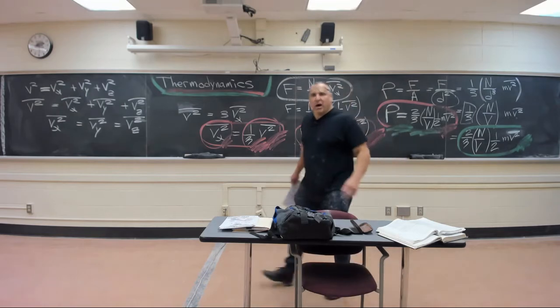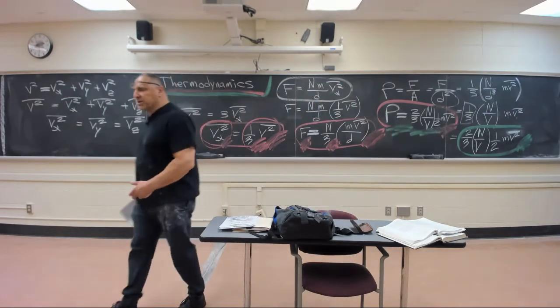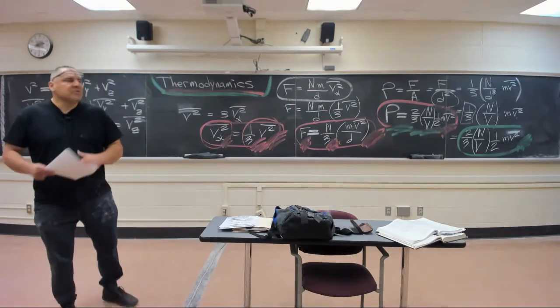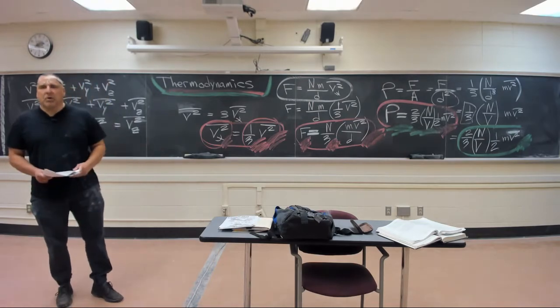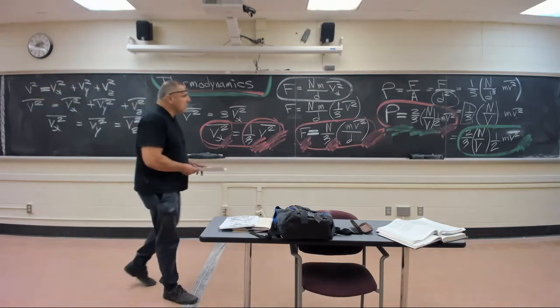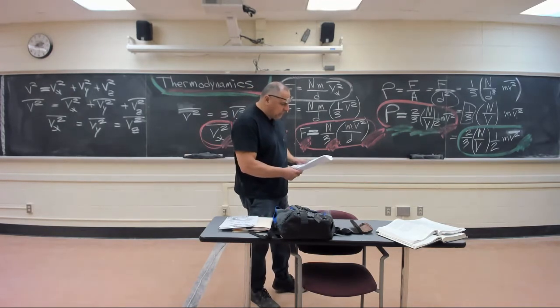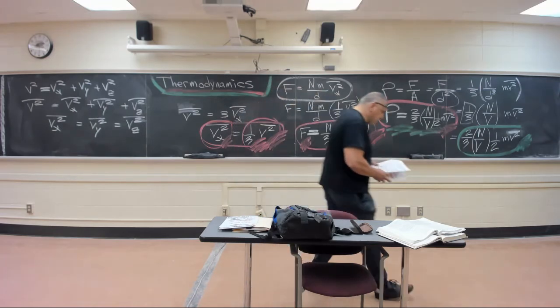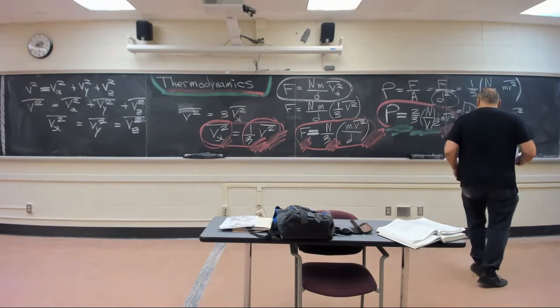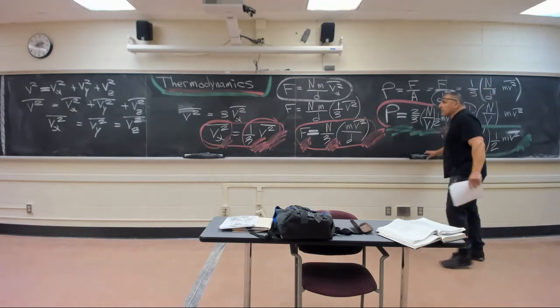PV was equal to nRT. P was equal to nRT over V. It's a thing I said relatively long time ago in this discussion. The pressure is proportional to the number of molecules per unit volume and to the average translational kinetic energy of a molecule. That's of interest.